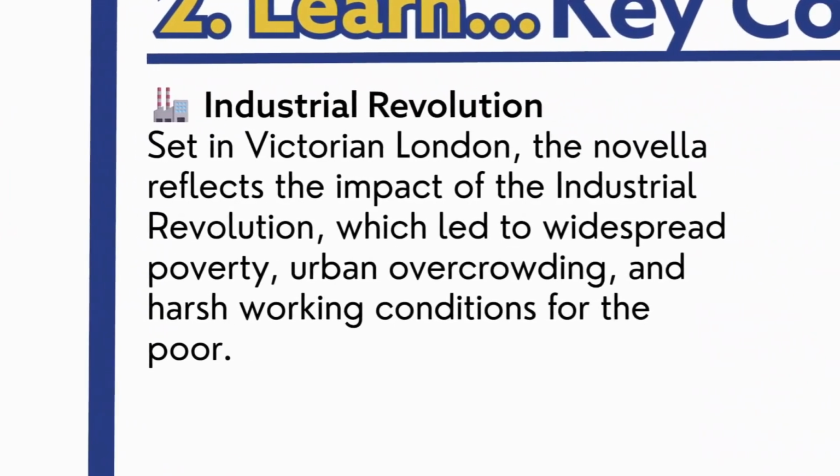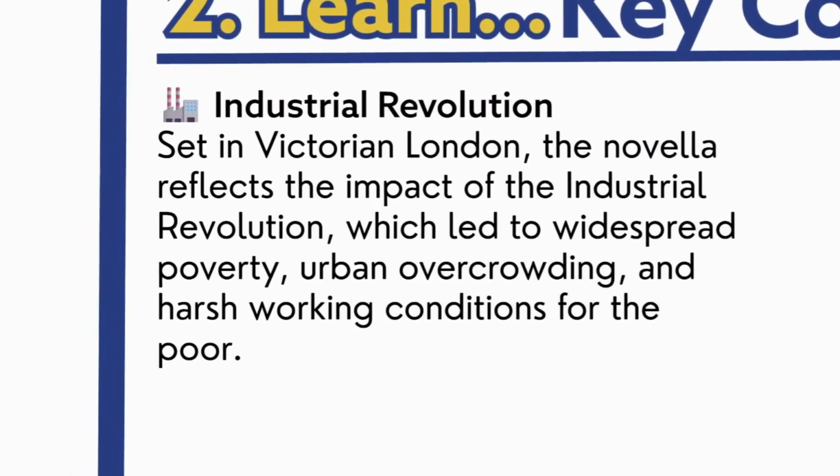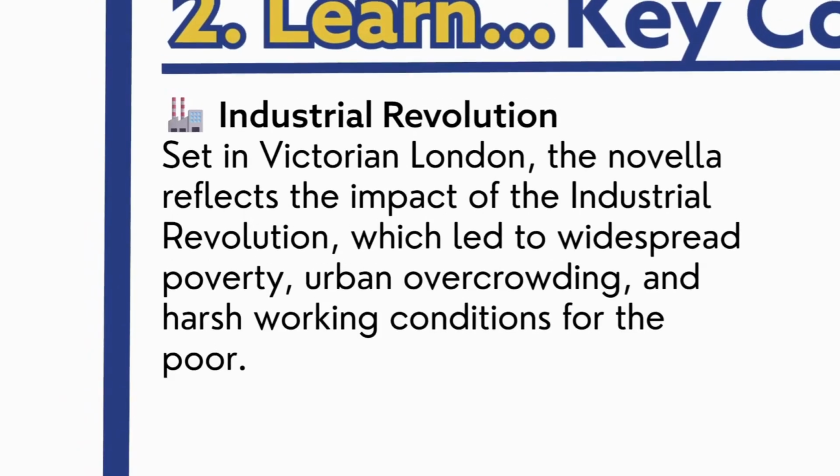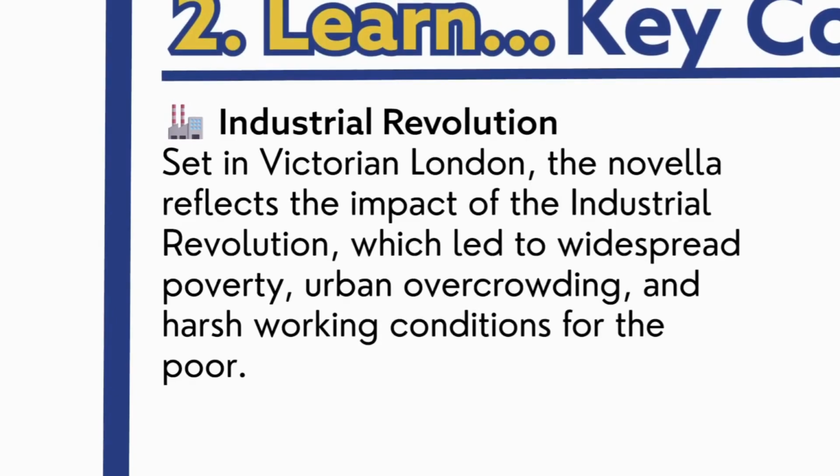Okay, so first off then, probably the biggest point of context is the Industrial Revolution. It's set in Victorian London, and the novella reflects the impact of the Industrial Revolution. Now this was a point where we were moving from being an agricultural society to an industrial society, where people were moving into the cities, and into these monster factories which were industrialising Britain very, very quickly.